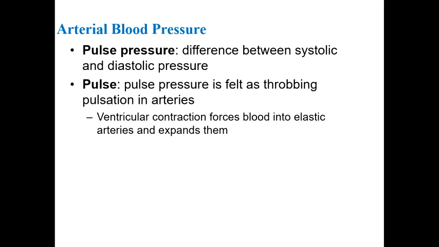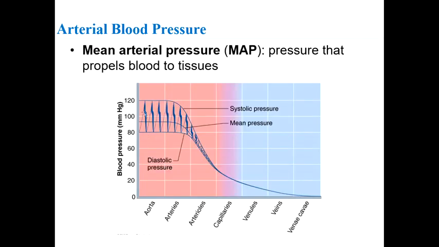So if we look at, I'm going to go to the next slide here, 120 over 80, well, what's the pulse pressure? 120 take away 80, the difference between those two is 40. So it's an average normal blood pressure of 120 over 80. The pulse pressure is 40. That's the difference between the two.